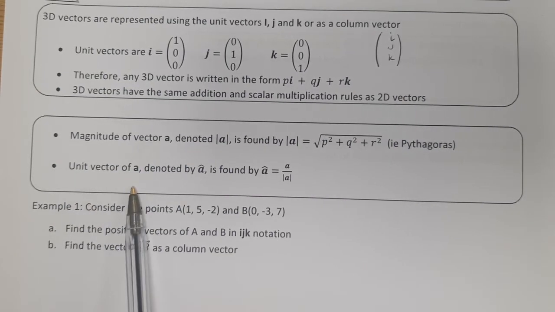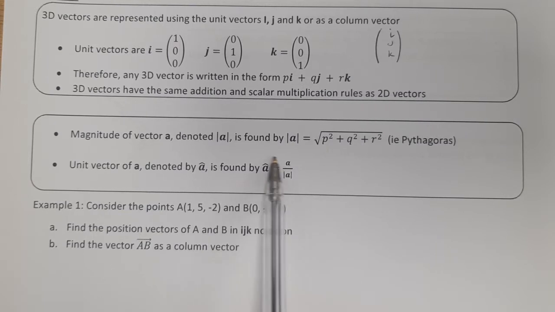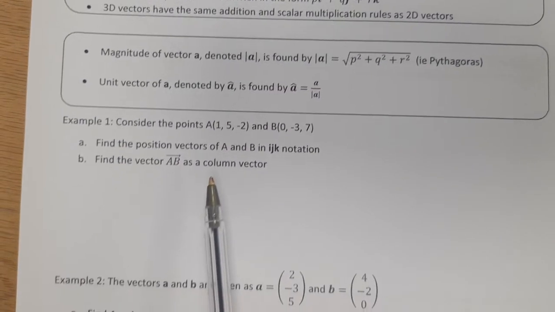And then a unit vector just means that you're making your vector a length of 1, in which case it's denoted by a hat, and a hat is a over the modulus of a. Okay, that's just something that you're going to have to remember. I will double check if it's in the formula booklet, but I did forget to check before I started this video. So we're going to run through just a quick couple of examples.